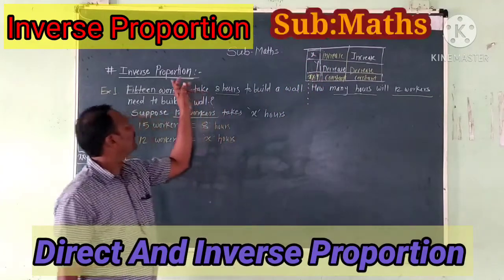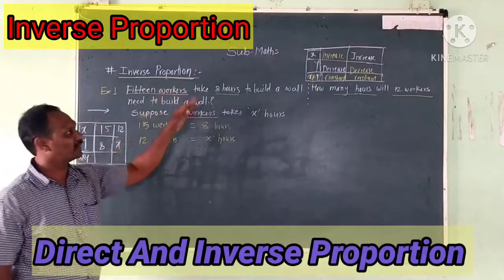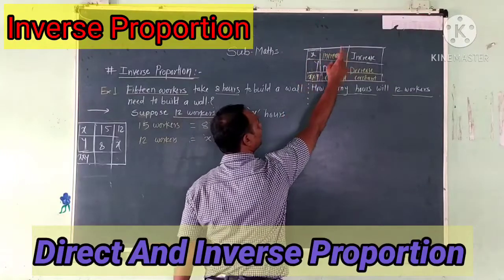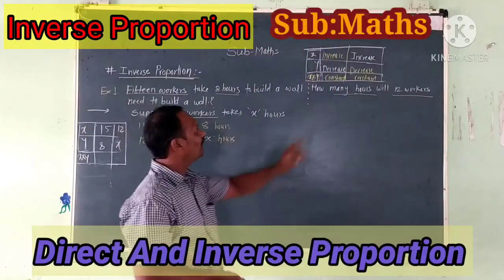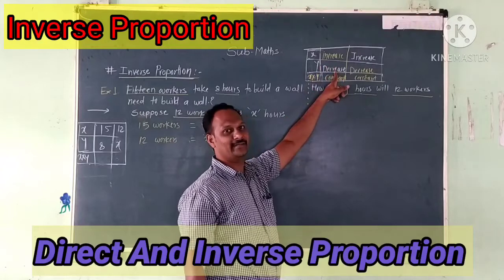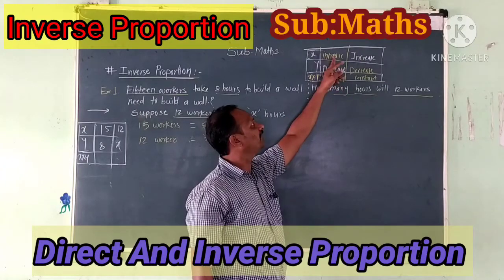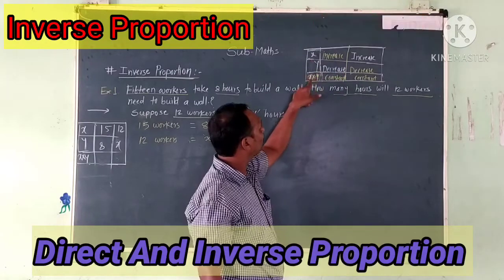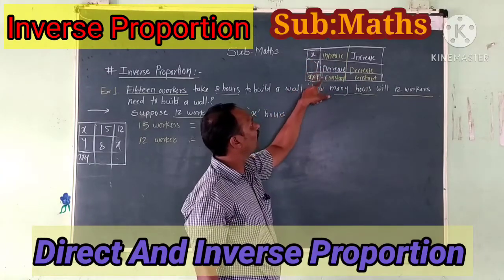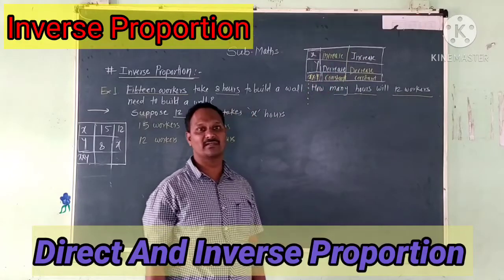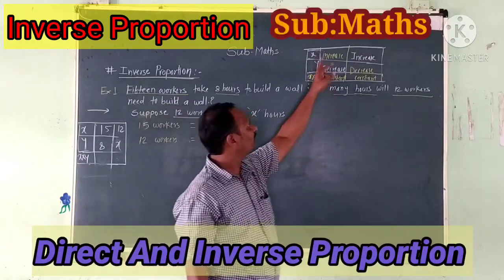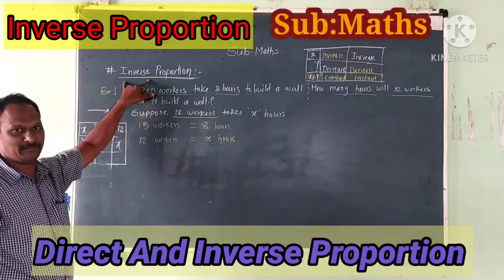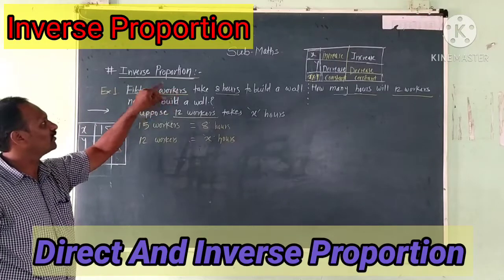Now in this type of proportion, the inverse proportion, when one quantity is increased, the related other quantity is decreased. If x is increased, then y is decreased, and their product x into y remains constant. Then this type of proportion is called inverse proportion.